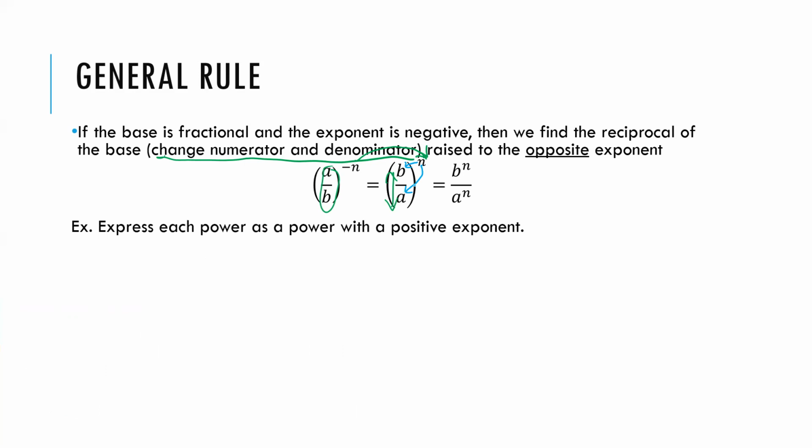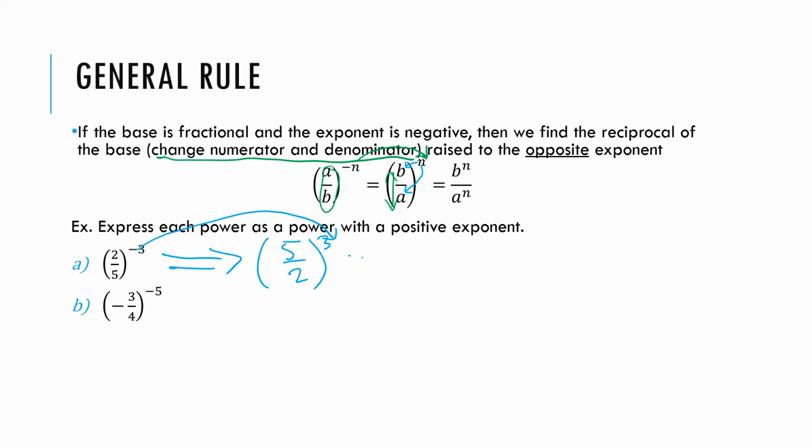So let's apply this general rule that we just learned to these powers. If I have (2/5) to the power of -3, what do I do here? Let's do the first example. I'm going to rewrite this as 5 over 2, and instead of raising it to the power of -3, I raise it to the power of +3. Then I apply the exponent to the numerator and the denominator, so I get 5 to the power of 3 over 2 to the power of 3. 5 to the power of 3 is 125, and 2 to the power of 3 is 8. So I'm done.